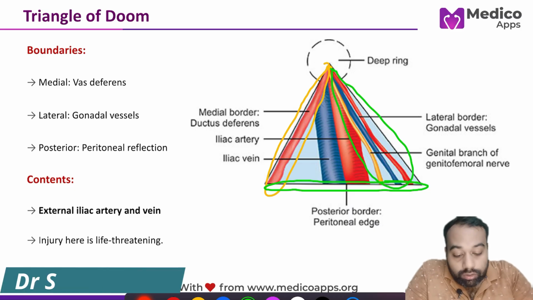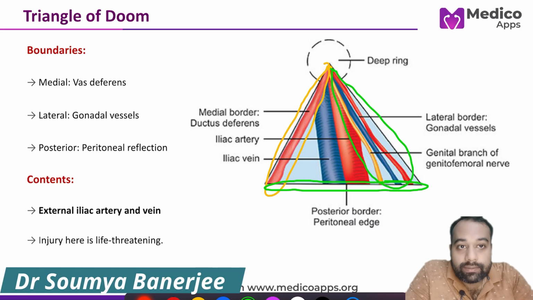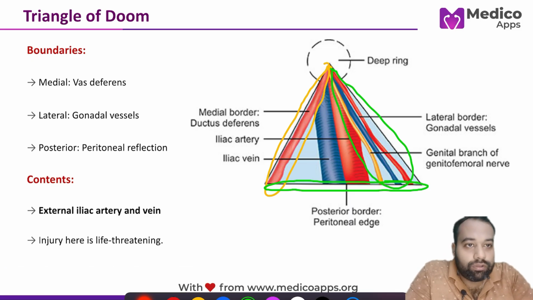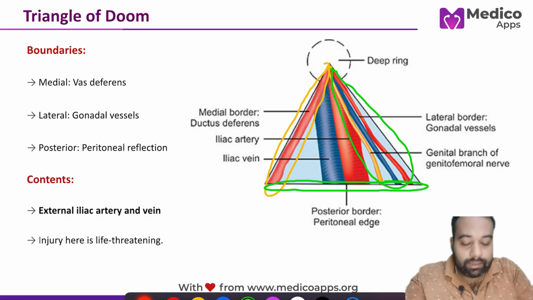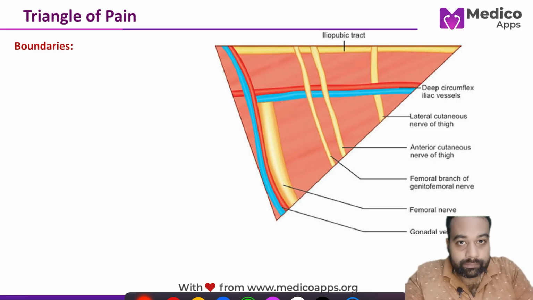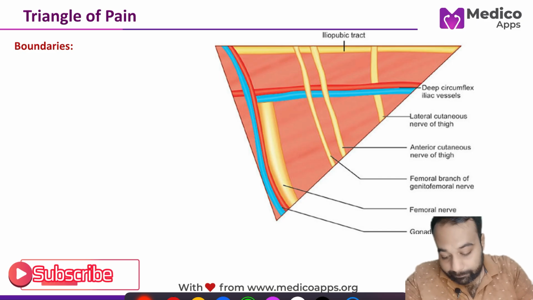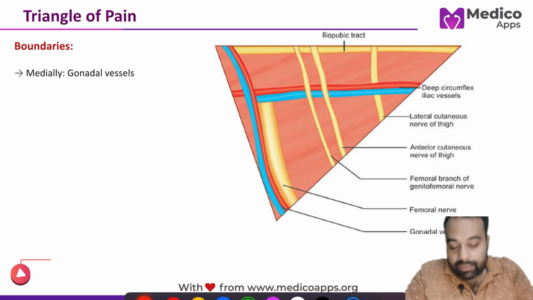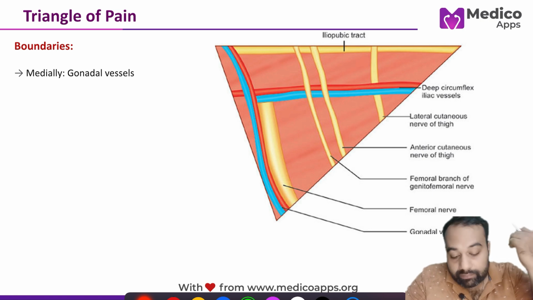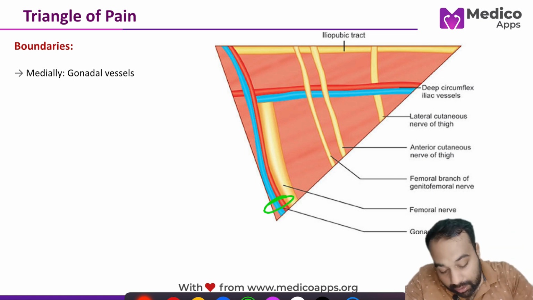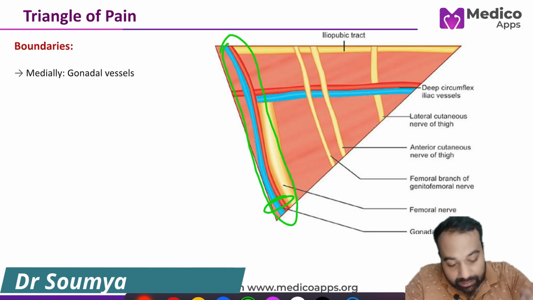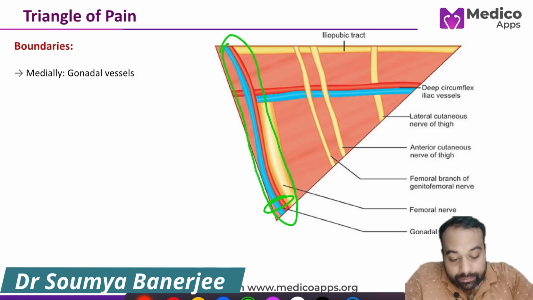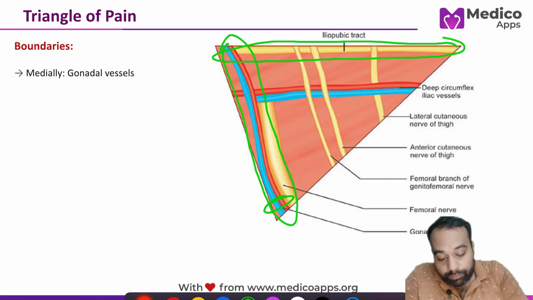Not only placing the mesh, but careless dissection in this triangle of doom is also not to be done in that area. So this is the significance of the triangle of doom, and these are the important boundaries and the content. Let's try to understand the triangle of pain then. The boundary of the triangle of pain is formed by the gonadal vessels. So this is your gonadal vessels, which form the medial boundary, and the iliopubic tract.